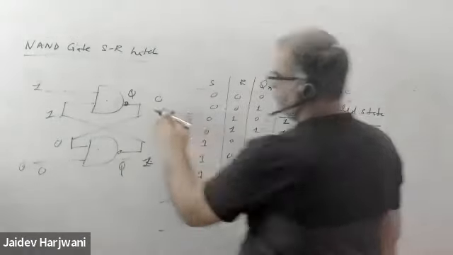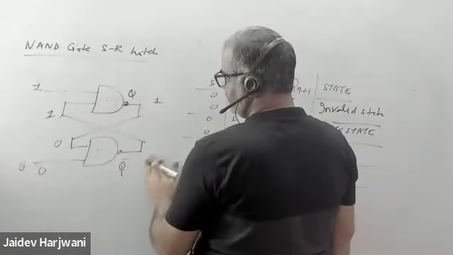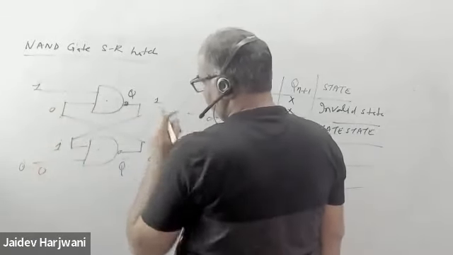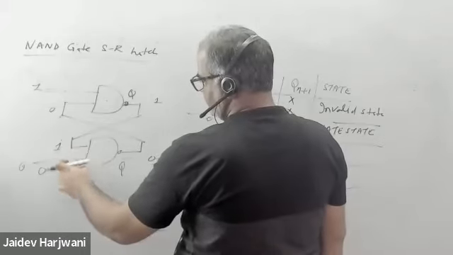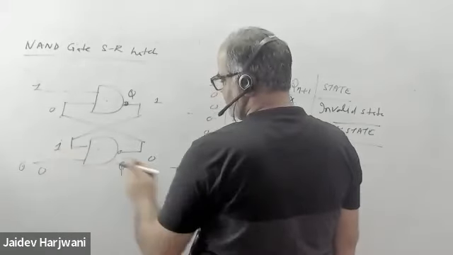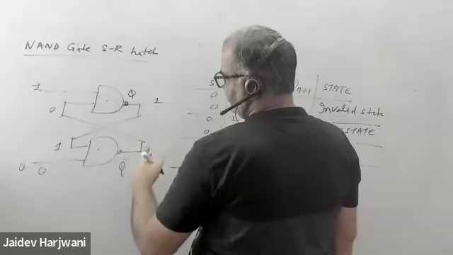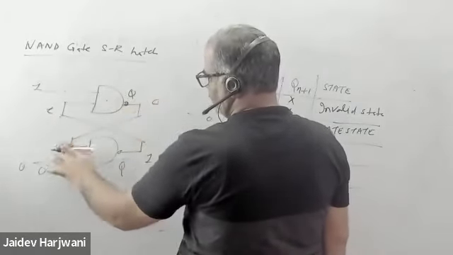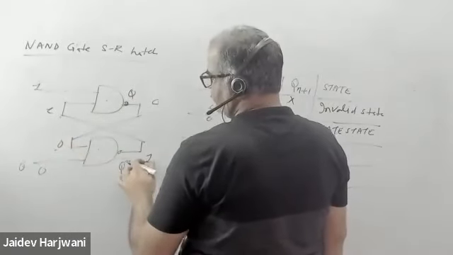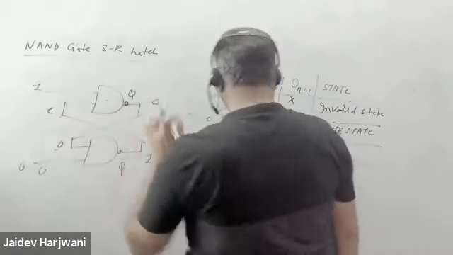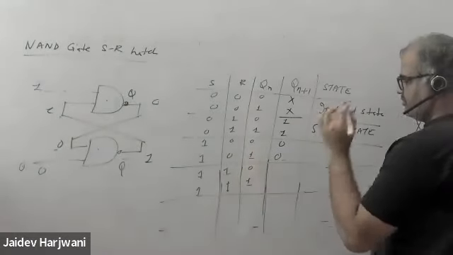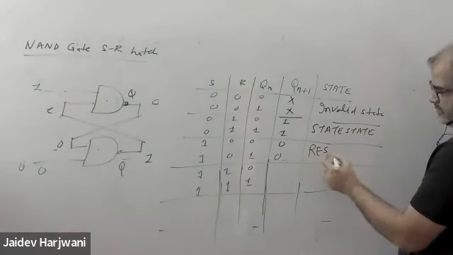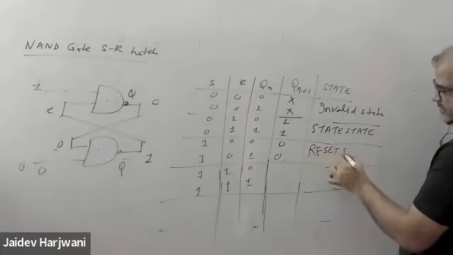Now let me put 1 1 0. So this is 0, this is 1. Now check 1 0, because this is 0 and this will not change, it will be kept 1. If 1 goes here, this becomes 0. Now this 0 comes here, this will not change. Since this is not changing, this will also not change. So even though 1, it becomes 0. This is called your reset state.